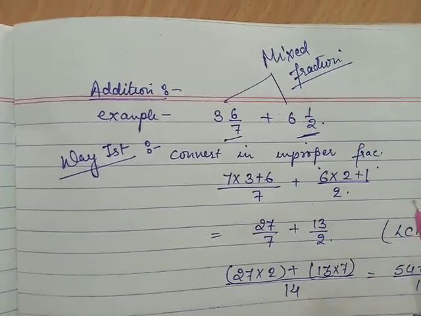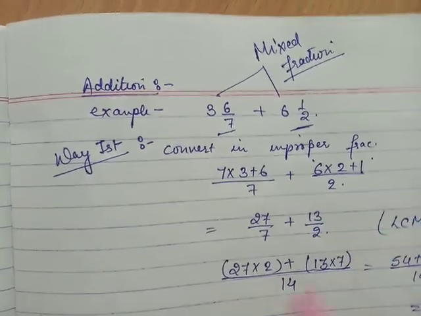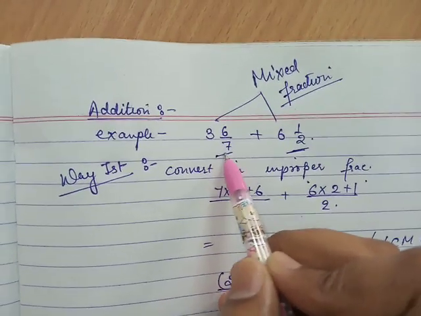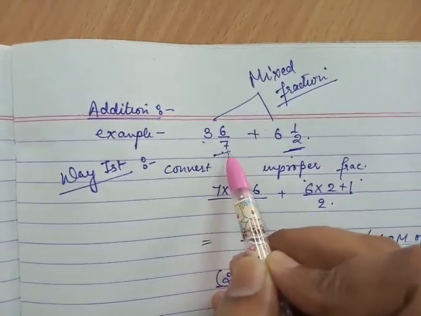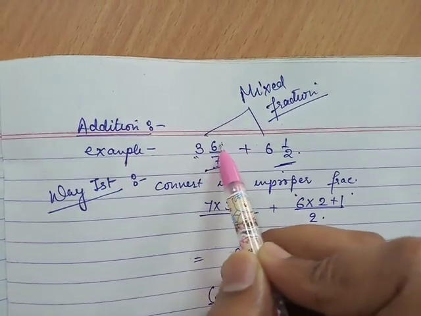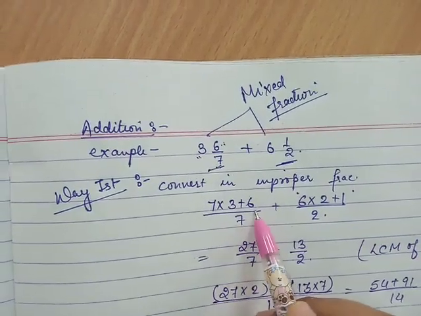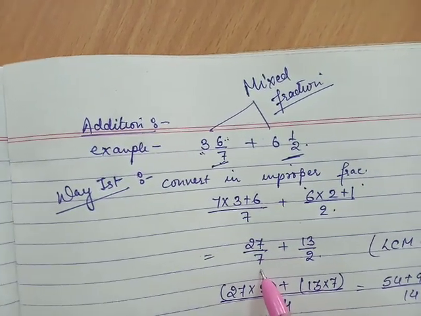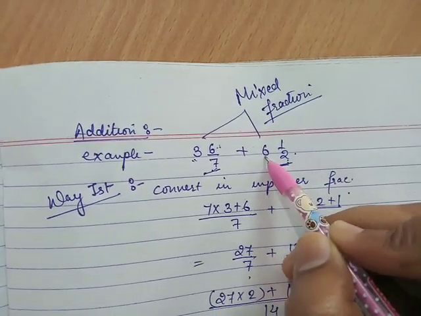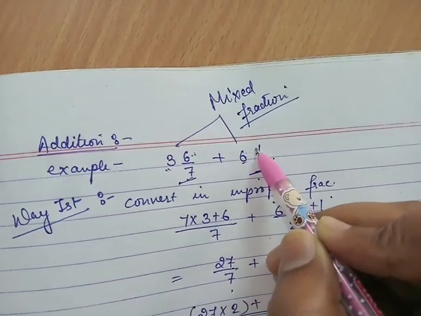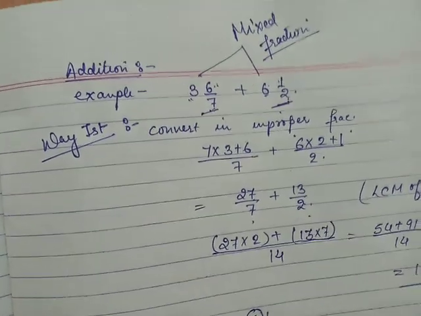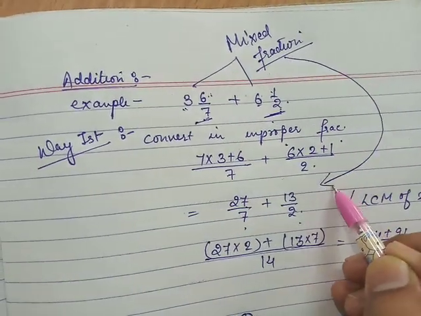Okay, first of all we convert this into an improper fraction. For that I have already told you that the 7 is multiplied to the whole number, that will be 7 3s are 21, and this value will be added to the numerator. That means 21 plus 6, that will be 27 by 7. Now here in the second part we will have 2 multiply 6, that will be 12, plus 1, that will be 13 by 2. So we have converted this mixed fraction into an improper fraction.